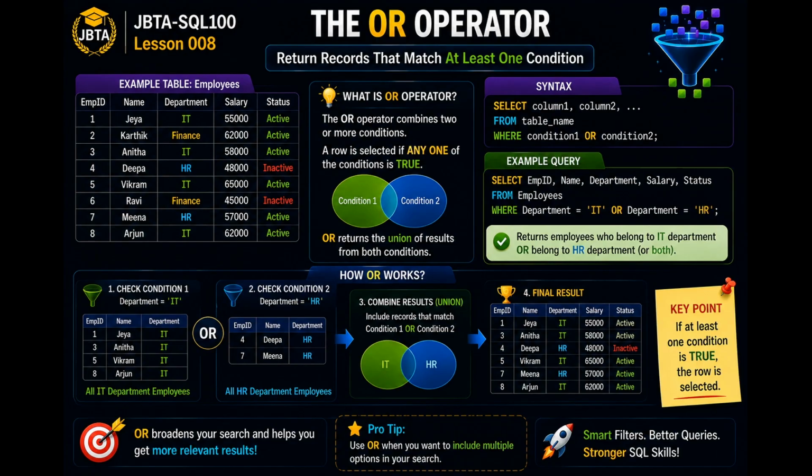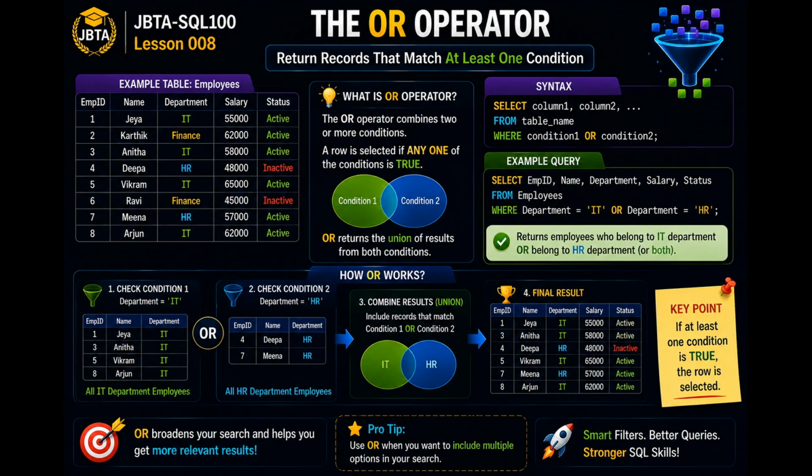Real-world analogy. Imagine you're buying a movie ticket. The offer says, students or senior citizens receive a discount. If you're a student, you get the discount. If you're a senior citizen, you also get the discount. You don't have to be both. Meeting either one of the conditions is enough. That's exactly how the OR operator works in SQL.